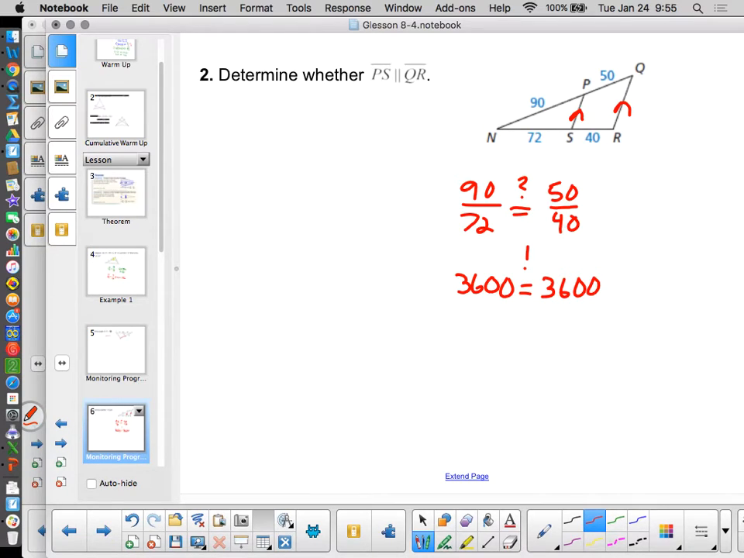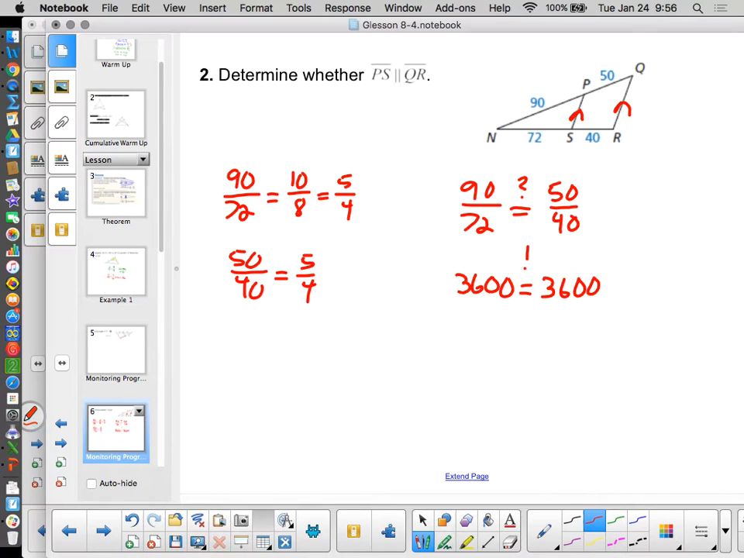If the proportion winds up to not work out, then the lines are not parallel. It's that simple. The other way we could have done that is I could have taken 90 over 72 and reduced that. 9 goes into both those. That's 10 over 8 actually, and that reduces again to 5 over 4. And 50 over 40 reduces to 5 over 4. Both reduce to the same ratio. That's the scale factor. Boom, you're done.